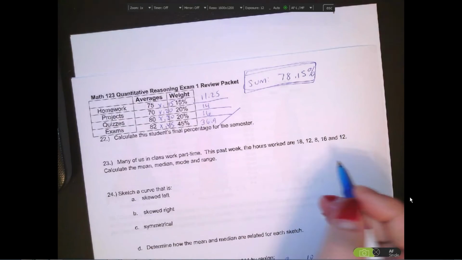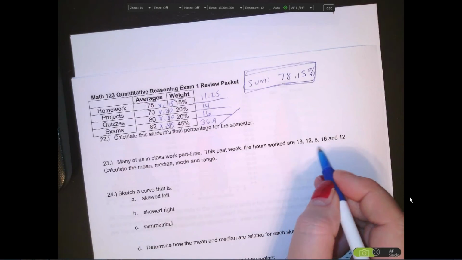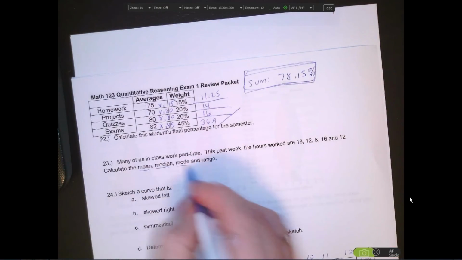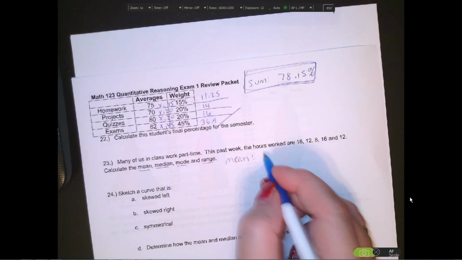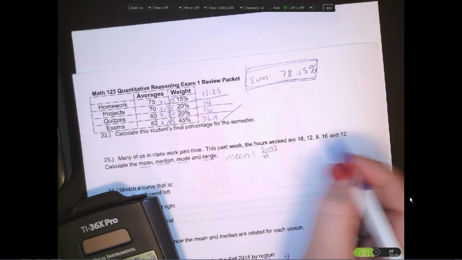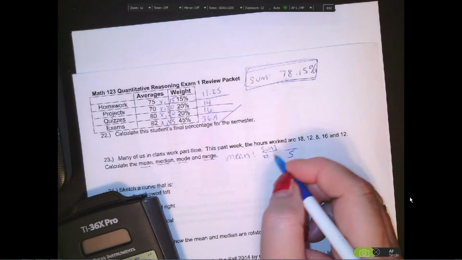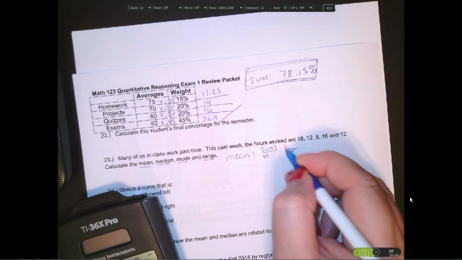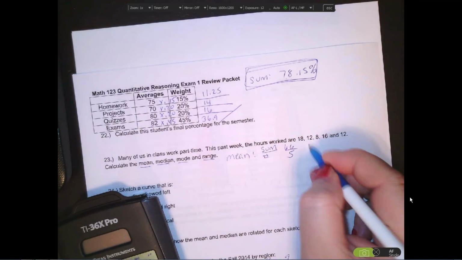Okay, we have, this is the hours worked. It says calculate the mean, median, mode, and range. Okay. For the mean, we just sum the data and divide by the number of entries. So I get 66 divided by 5, and the mean is 13.2.